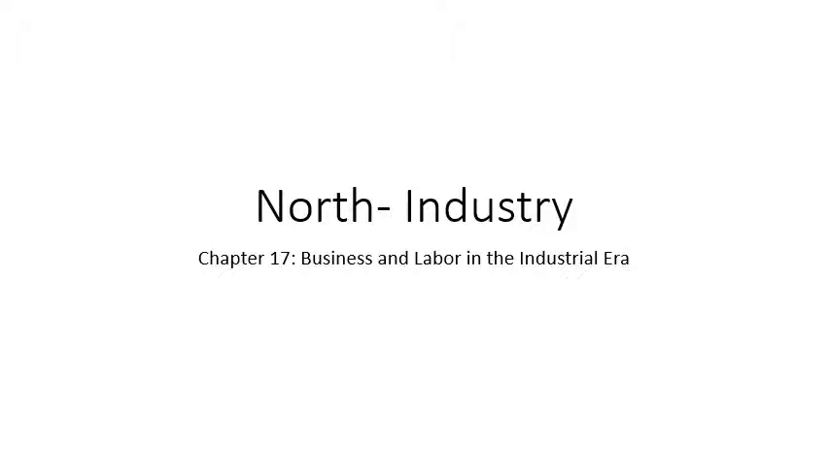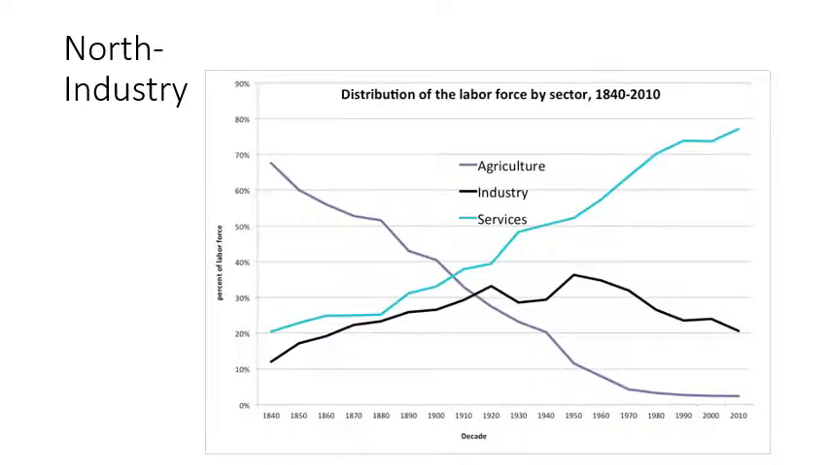Industry. This is specifically going to be looking more and more at the north in the United States. Also note that we're jumping back to chapter 17, business and labor in the industrial era. So we are now in the time of the Gilded Age, looking at 1870 through 1900. There's a lot of changes going on in this time period.